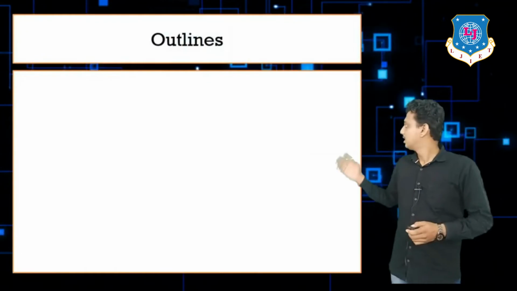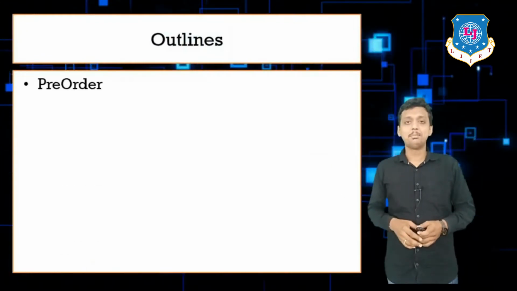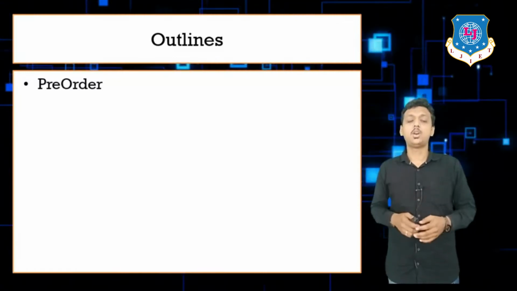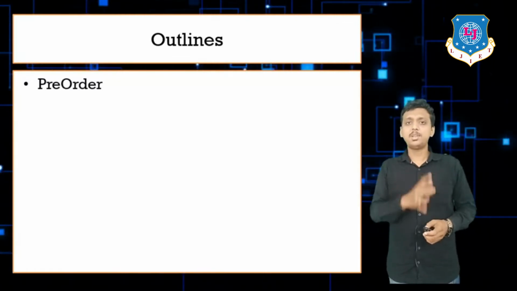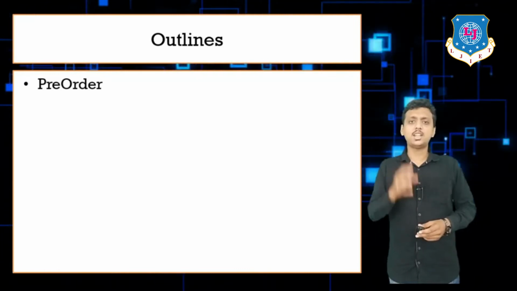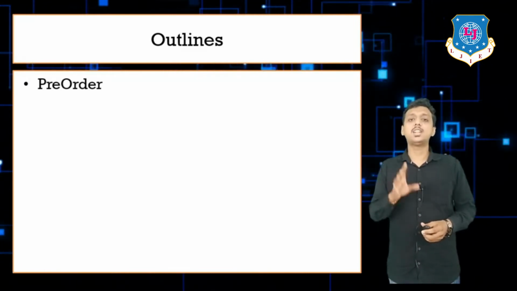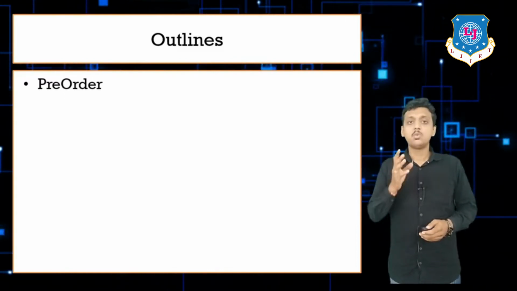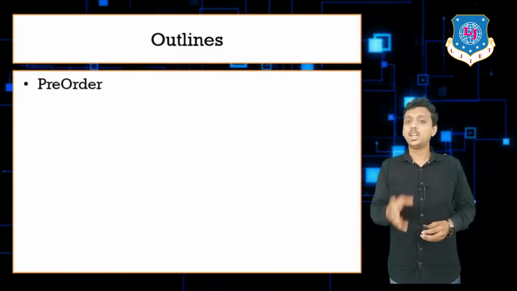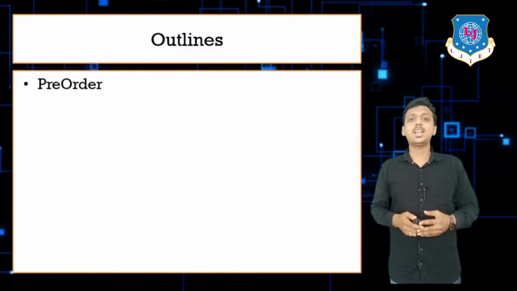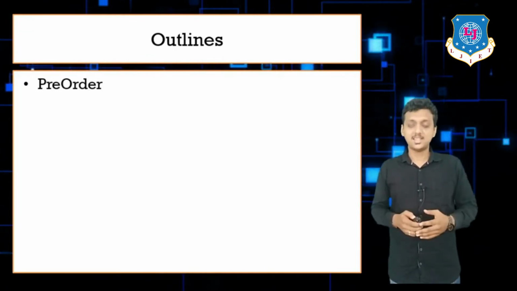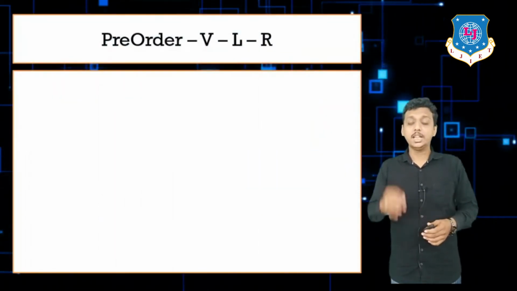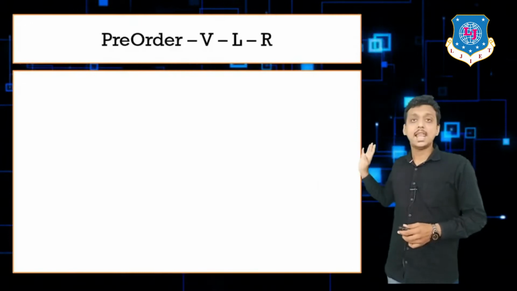Here you can see our outline is pre-order traversal in binary tree. Now, students, in our previous sessions, we have already seen how to do in-order traversal in binary tree. In in-order, we first go on the left side, then visit the node, and then move towards the right side. That's pre-order. It means V, L and R.